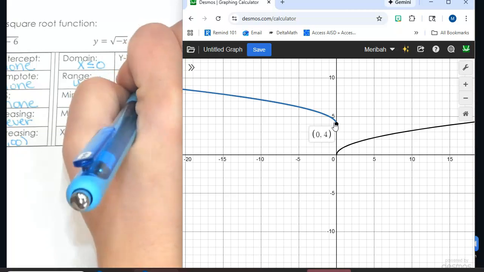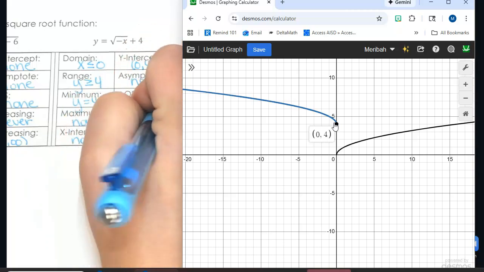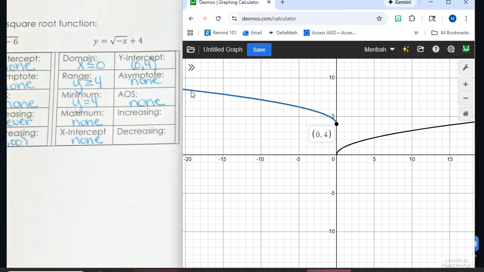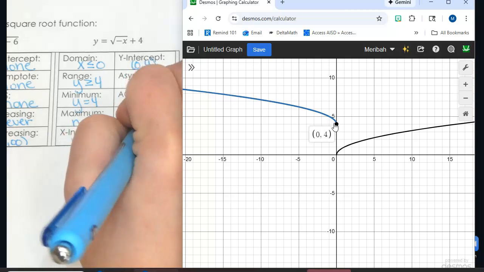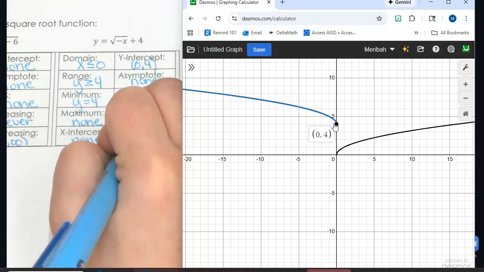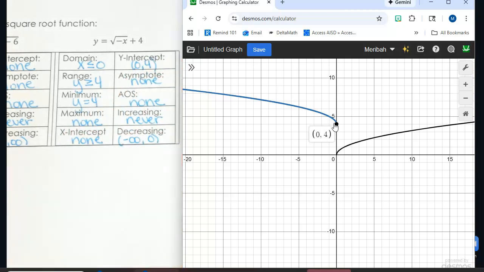Still no asymptote or axis of symmetry. And as I'm going from left to right on this graph, I'm walking downhill until the graph stops. So we are never going to switch to increasing, and we are decreasing from negative infinity to 0. Okay, that concludes our square root key features and transformations and our notes for today.